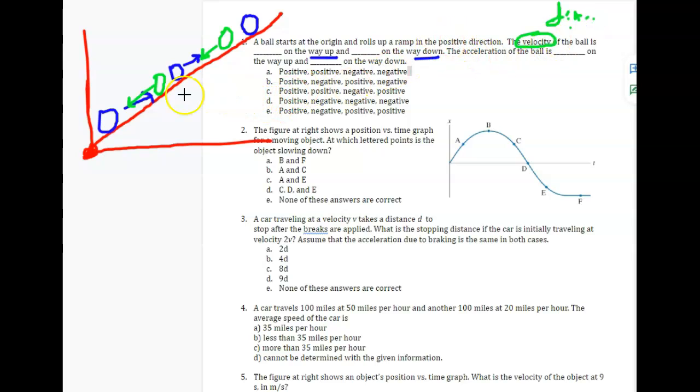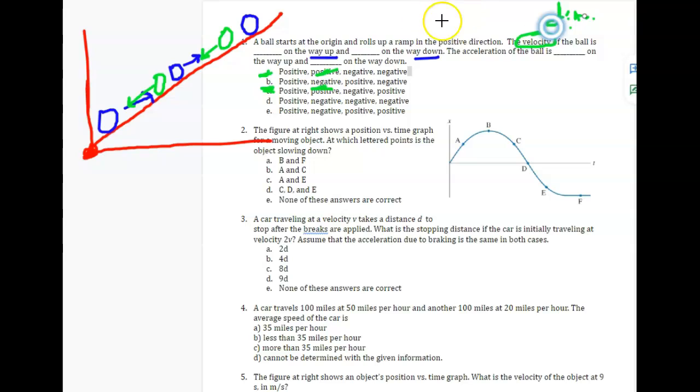All right, so the velocity is in the positive direction on the way up and in the negative direction on the way down. So we got positive on the way up and negative on the way down. So we got positive, positive, positive on the way up. Those all work. But then we got negative on the way down. So I can cross out these guys. Okay, so A and C are out. All right, and we're left with B, D, and E.